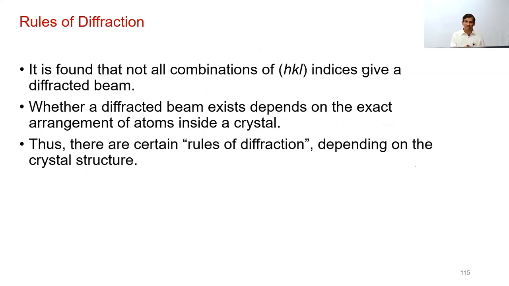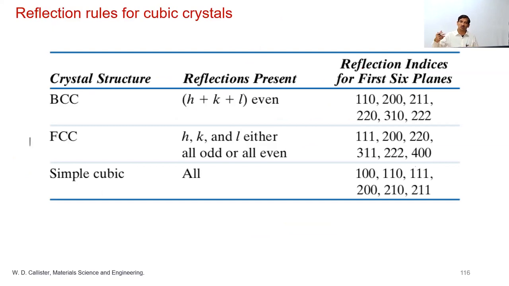So there are certain rules of diffraction depending on the crystal structure. And what are those rules? Again, this is just to give you a flavor. For example, if you have a body-centered cubic crystal, then there are certain rules like H plus K plus L, the indices for any crystallographic plane, should be even. So the reflection indices for the first 6 planes can be deduced to be something of this kind. For FCC, we'll have their own HKL combination. The planes which actually show diffraction will be different from that of BCC. For simple cubic, all possible combinations of HKL are allowed, and so on.